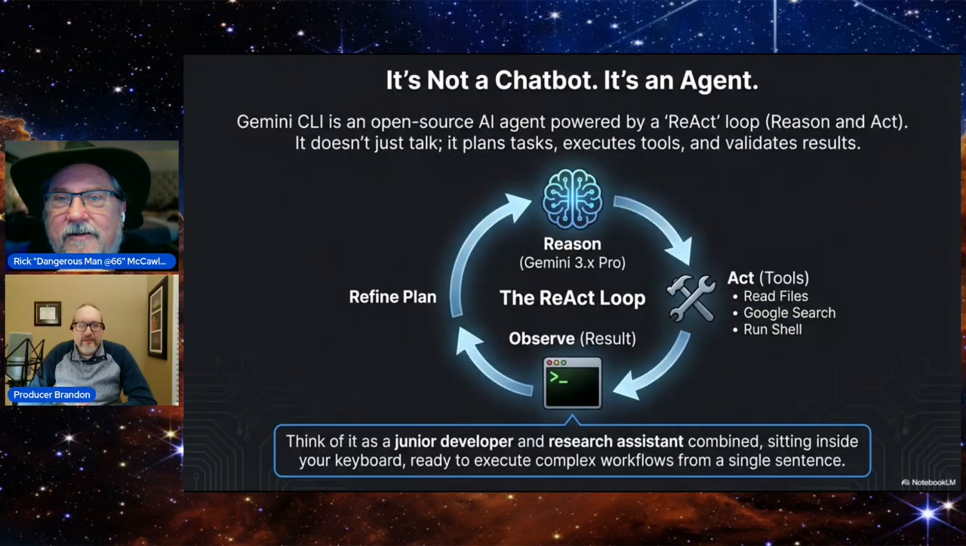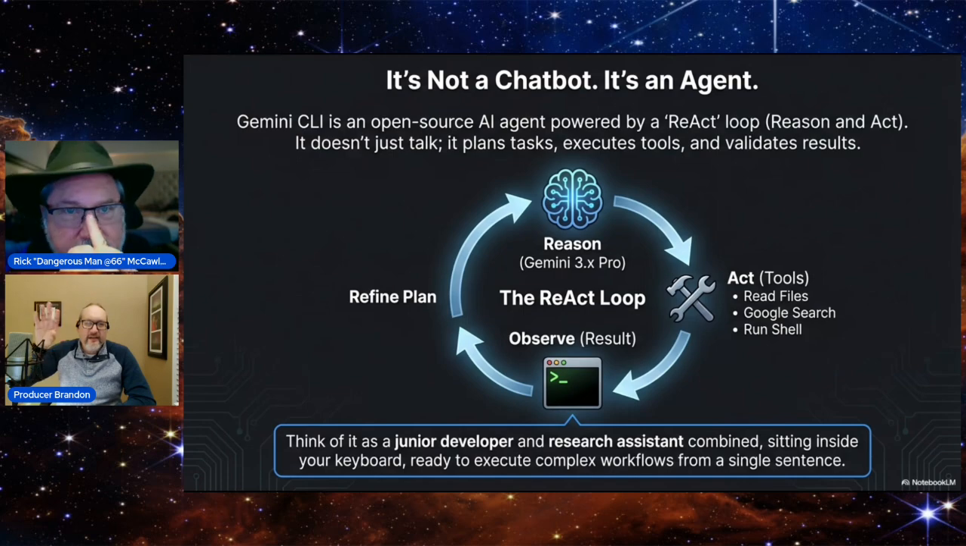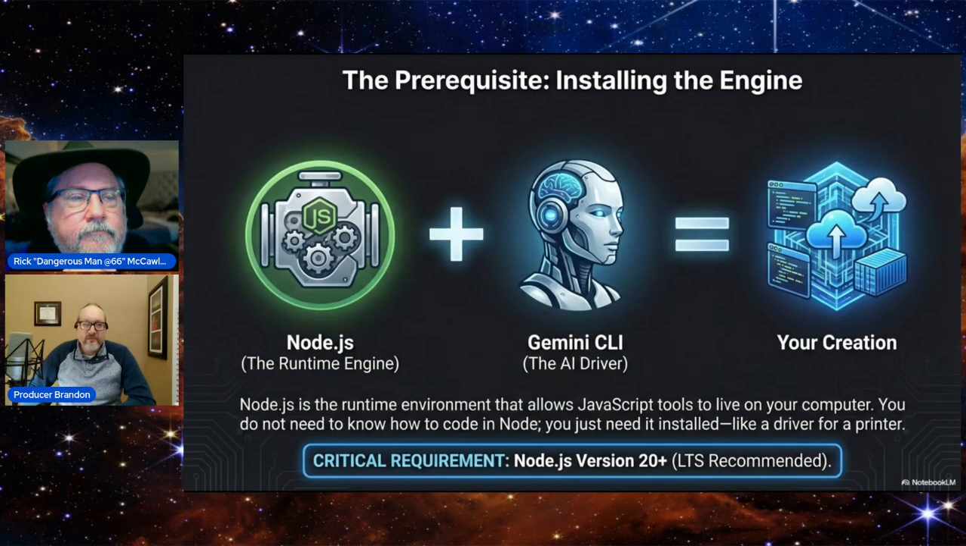Gotcha. So it's not a chatbot, it's an agent, and it follows the ReAct protocol. So it's going to reason using Gemini. It's going to read your files. It's going to observe what it's doing, and it's going to refine as necessary. So all you need to know is it runs on Node.js, which you can install for free. Then you install Gemini CLI, and you get your output.